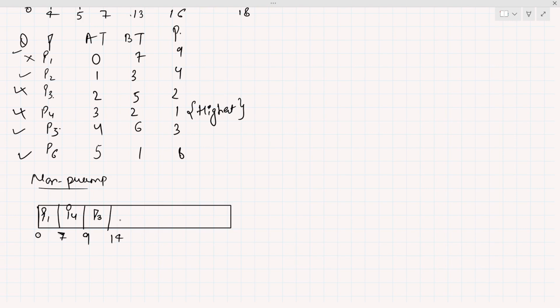P5 is the highest prioritized process, so P5 will get the CPU. The burst time of P5 is 6. So if you add 14 and 6, it becomes 20. So 20 is the completion time for P5.